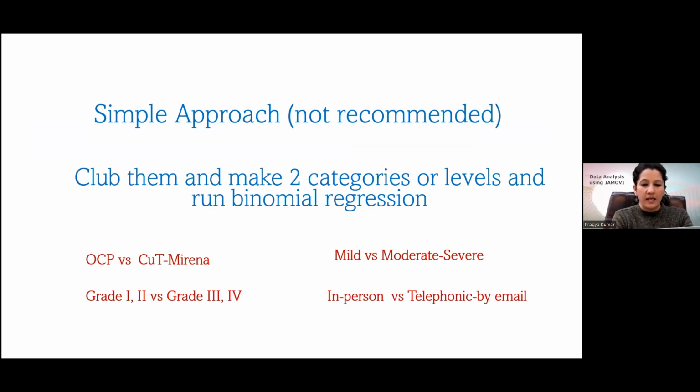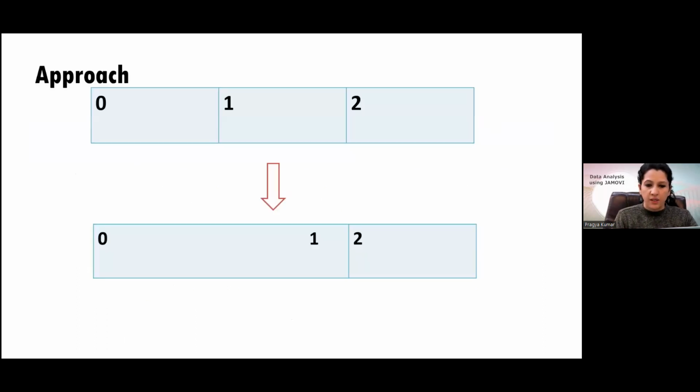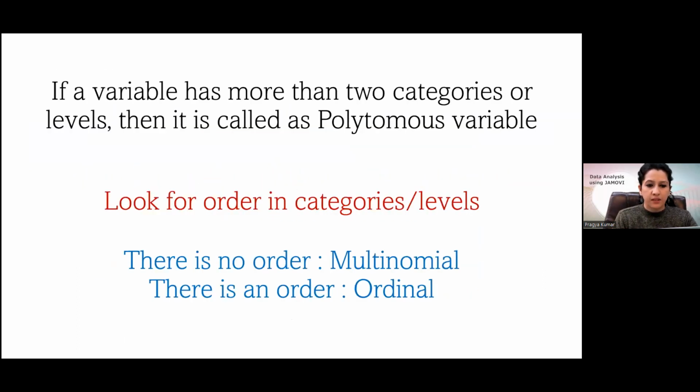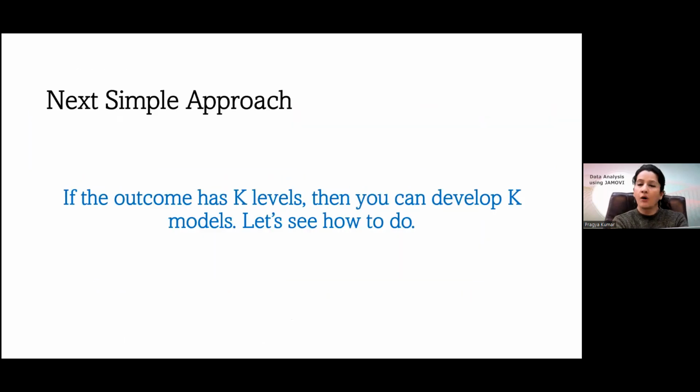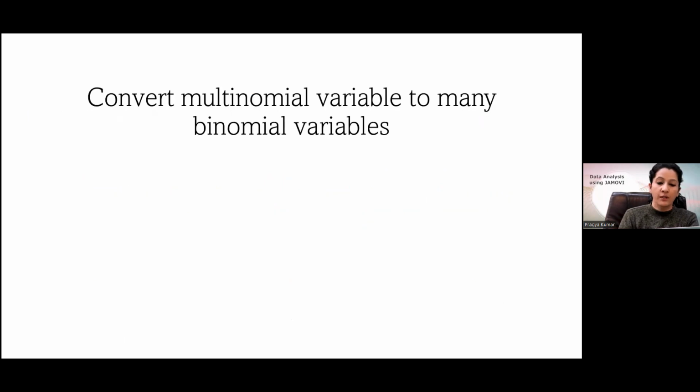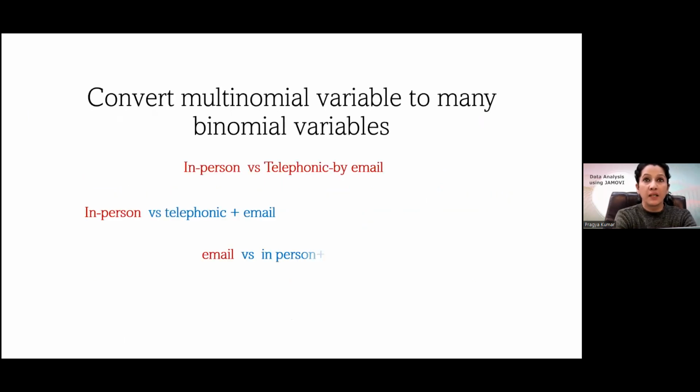So we have just seen that this is not recommended. Now if you can't do that, what is the next simple approach? The next simple approach is you can develop that many models. If the outcome has K levels, then you can develop K models. How can you do that? You can convert the multinomial variable to many binomial variables.